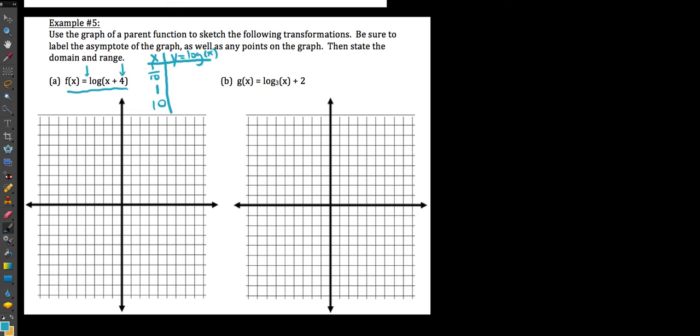In terms of evaluating for just our parent function here, what would be the log of 1? The log of 1 would be 0. How about the log base 10 of 10? Well, that would be 1.